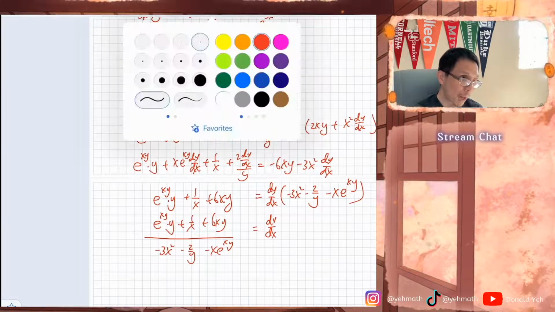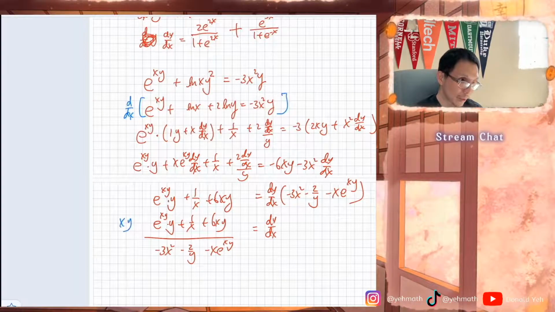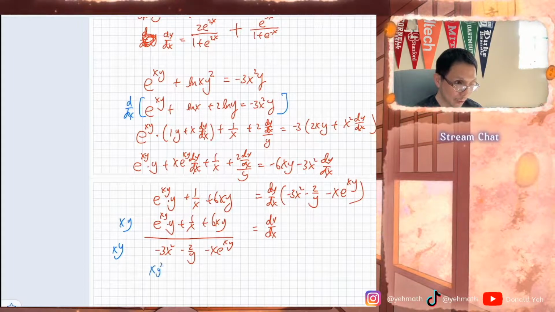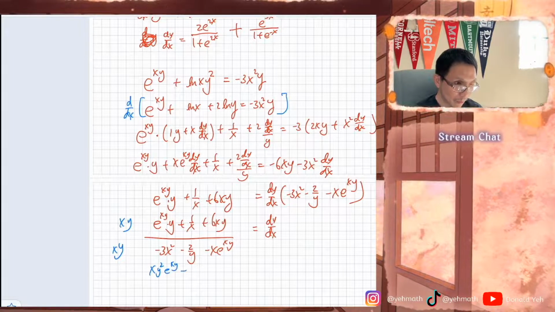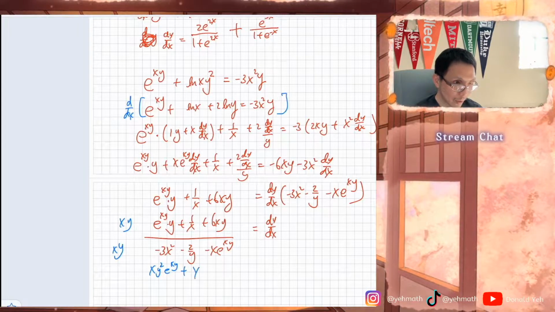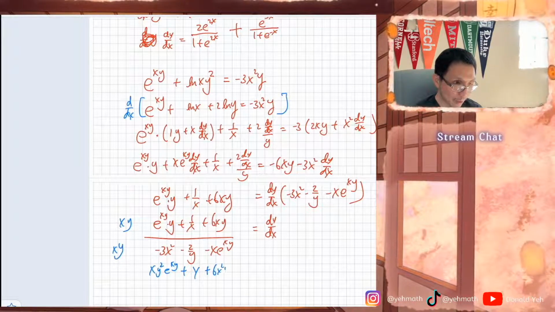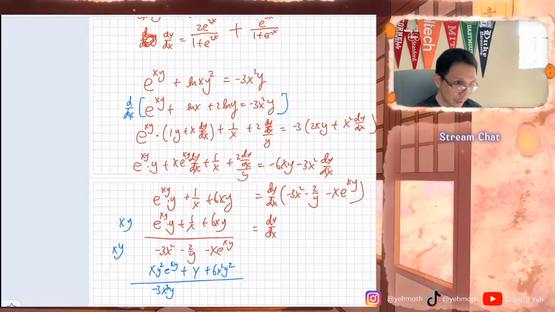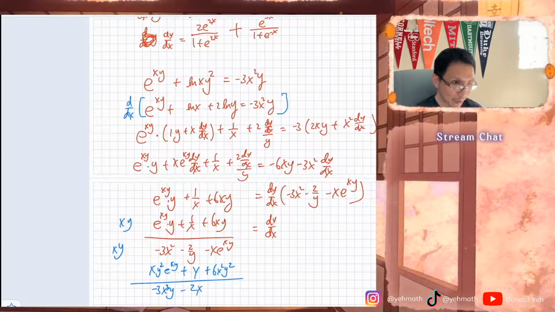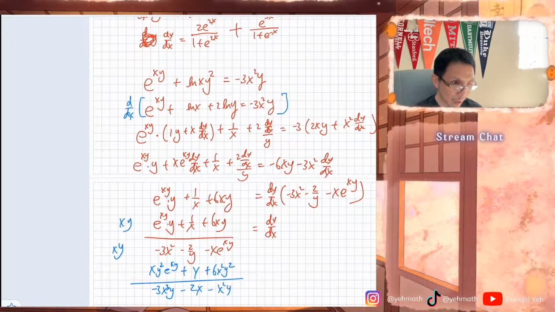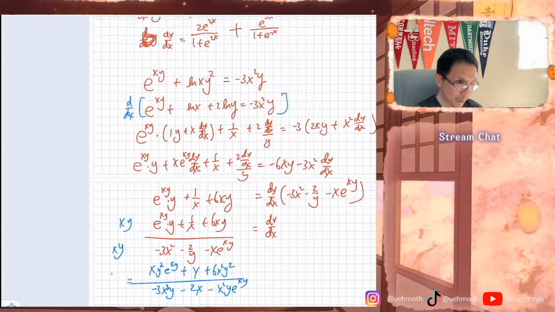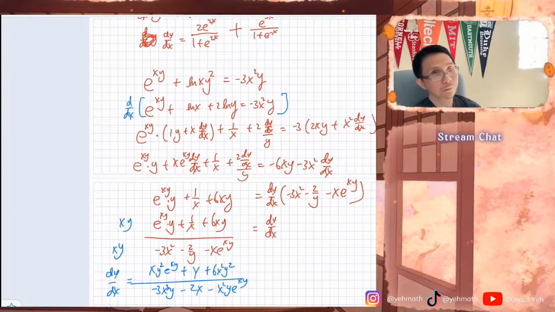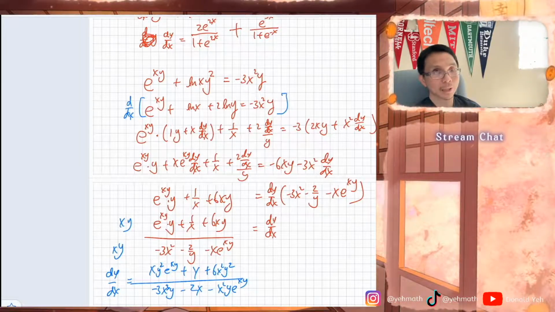I can multiply top and bottom by xy, just to make things easier. And so that's going to be xy squared e to the xy plus y plus 6x squared y squared over negative 3x to the third y minus 2x minus x squared y e to the xy, and that should be the final answer. Any question about what I did that you don't understand?